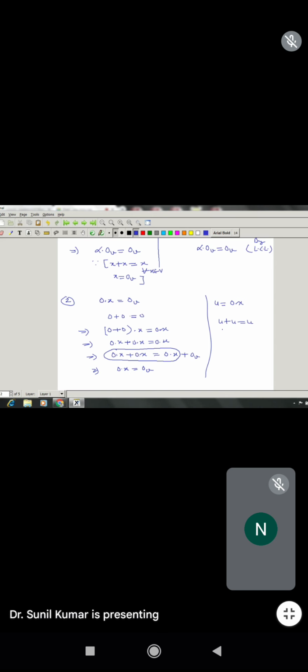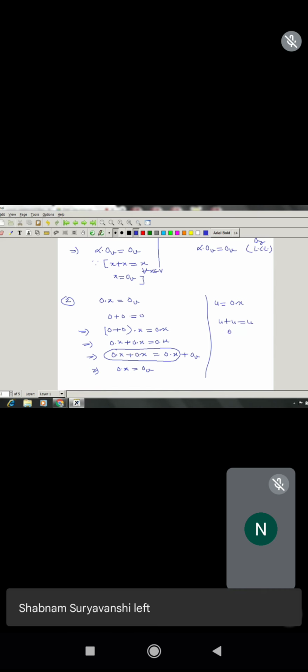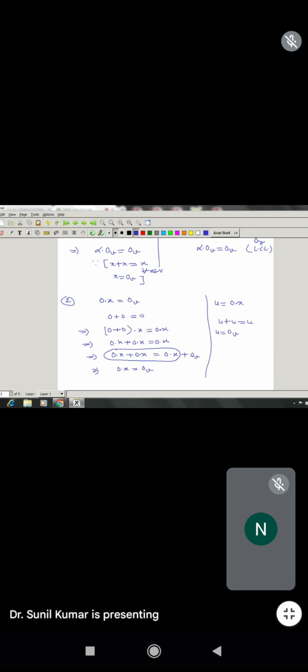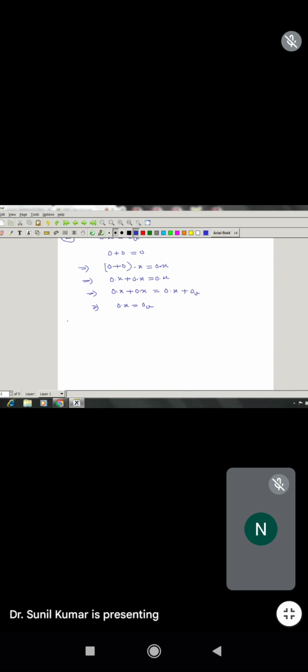What is the value of this u? 0v. 0v. So u is equal to 0v. So if I write the property, then directly without adding the identity element, I can say that 0 dot x equal to 0v, because u plus u equal to 0v. So try the other part. You can try by using the property.